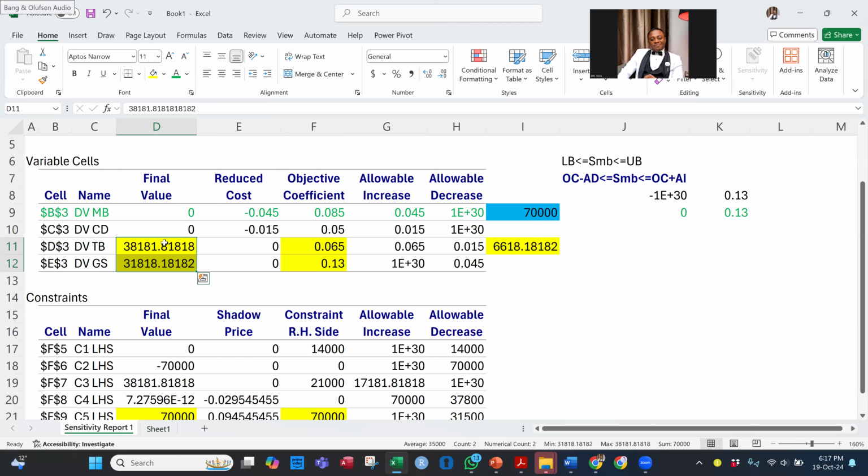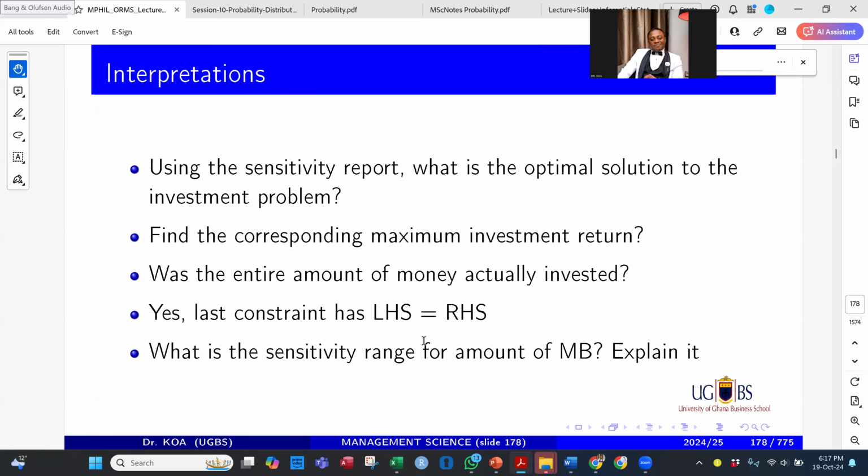See, challenge your friends among yourselves in your study groups and tell your friend, okay, you calculate the sensitivity range for certificate of deposit. And I will do it for growth stock fund, and he will do it for treasury bills, and then compare your results. That is how you learn. Okay. Next one.